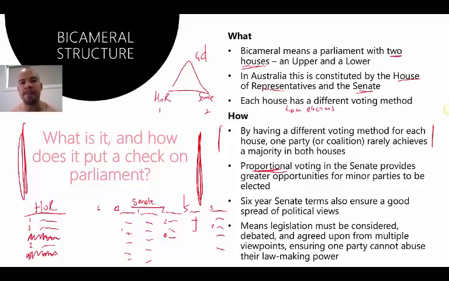So naturally what happens in the Senate is the major political parties, Liberal and Labor, very, very easily get 14%.